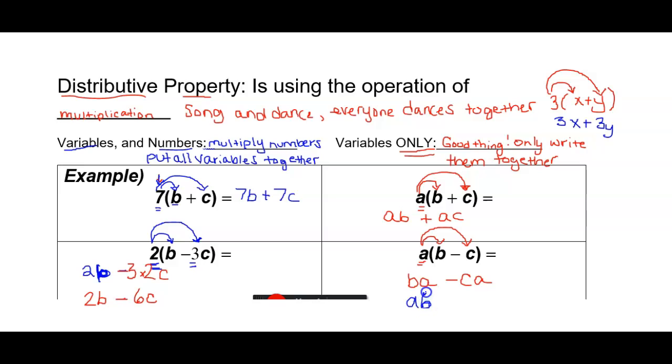Okay, this is just math notation. You always want your variables to show in alphabetical order. So that'll be AB minus, and again, I'm going to put my A first, and then I'll put my C after because it comes next in the alphabet. Okay. All right, let's move along. Let's do some examples of distributive property, and then you'll have a chance to practice.